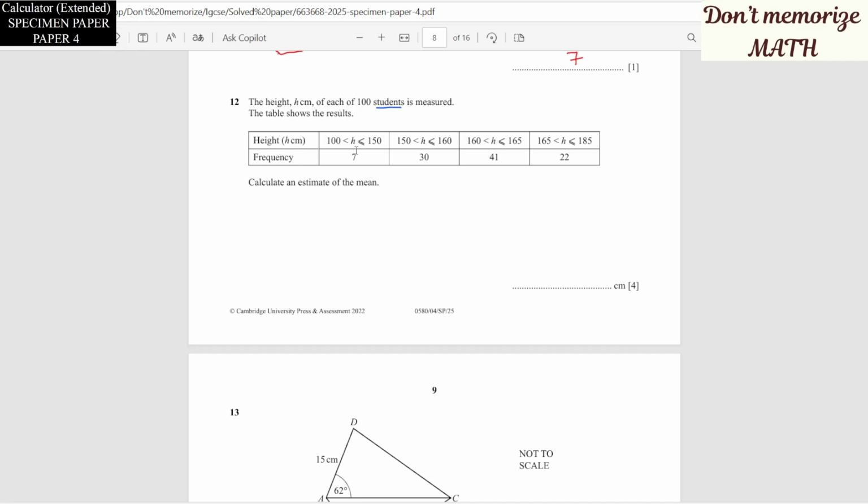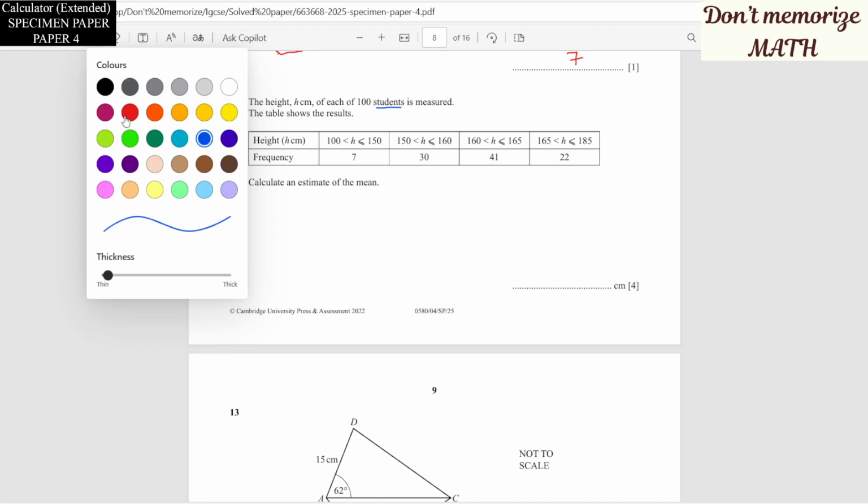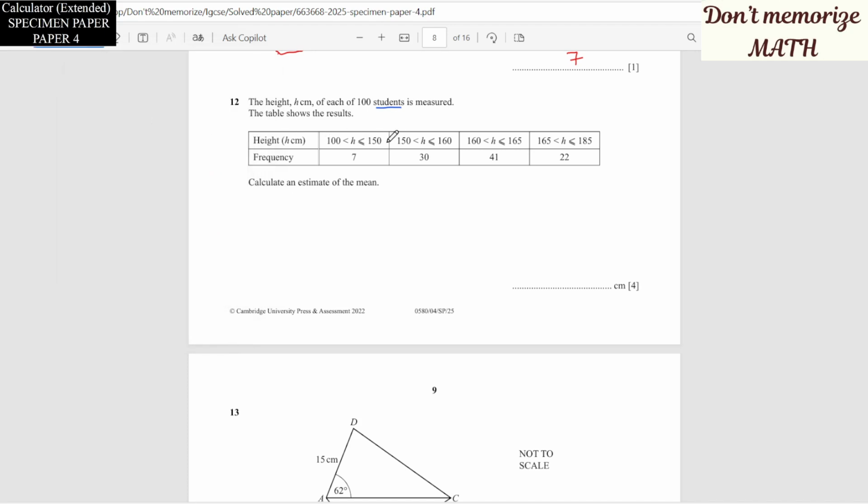The table shows the results. You can see the table here in which height in a range is given, and for each height range, the frequency is also given. What do you mean by frequency? Just think like this, it is the number of times. Here we are discussing students, so the frequency means number of students.